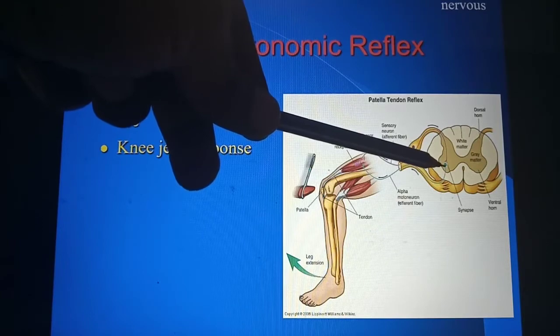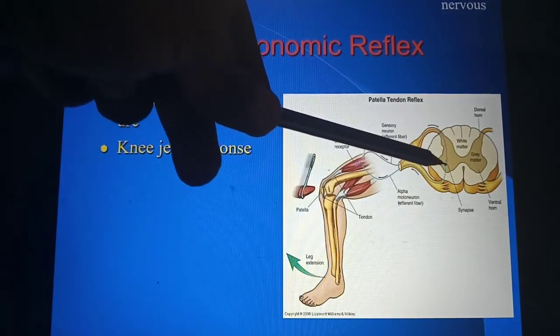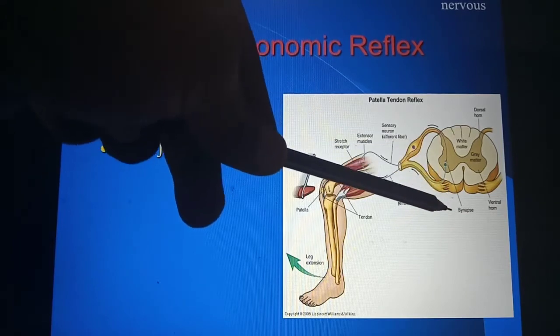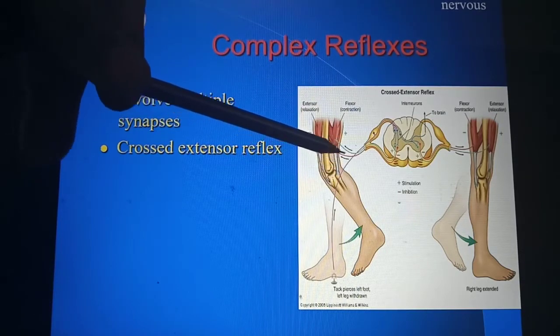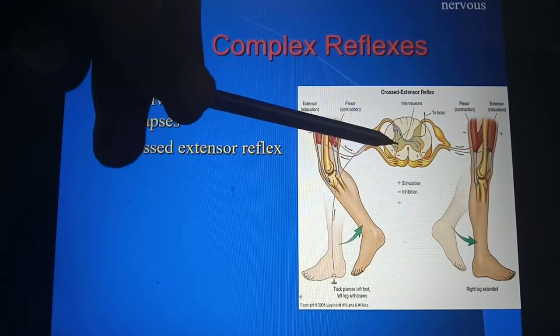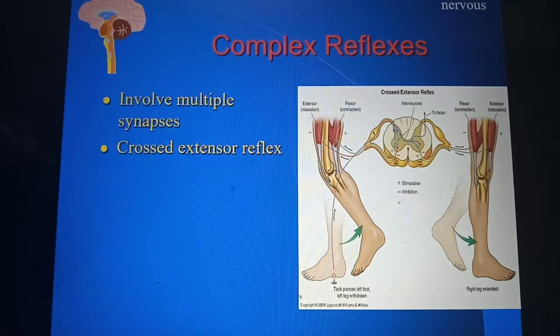You can see the green thing joining the red thing. This is one nerve, that is one nerve. So this is the synapse, as we can see here. Then a complex reflex has multiple synapses. See, here you have two areas where it is joined. So that is multiple synapses.